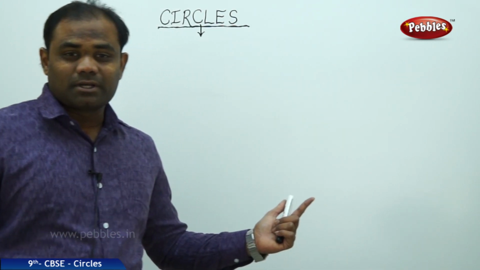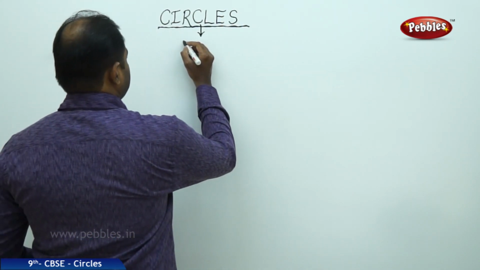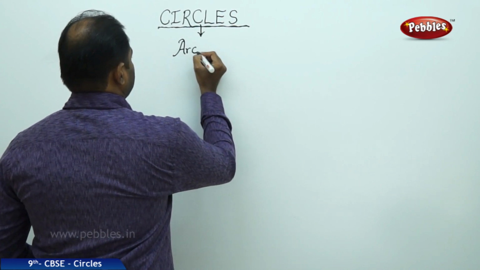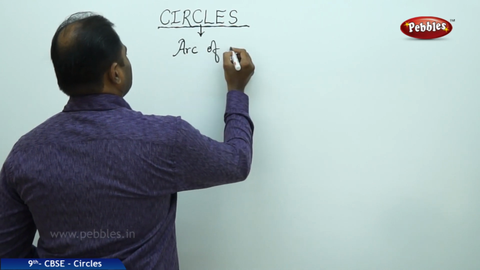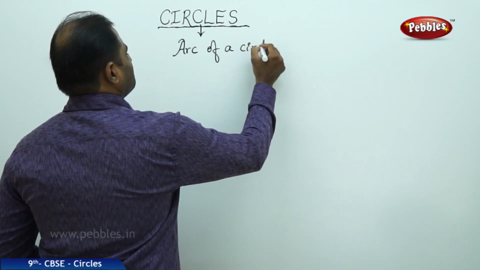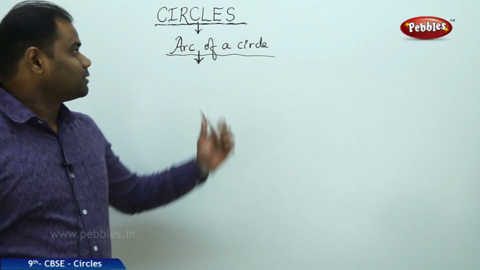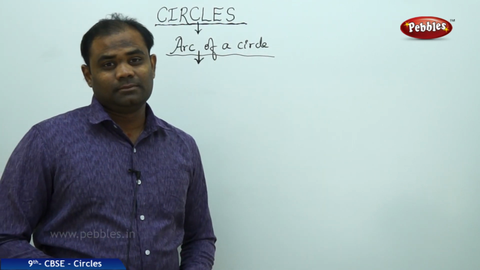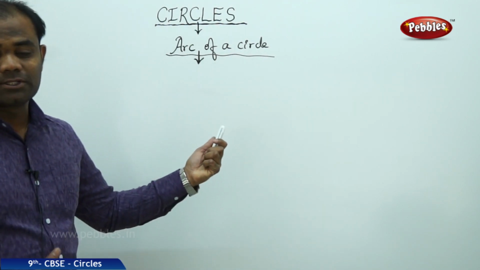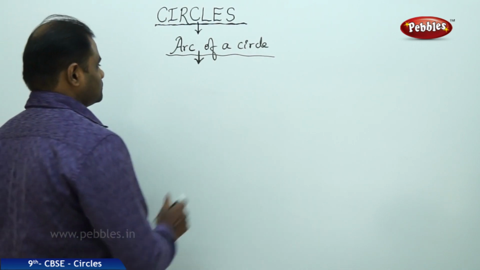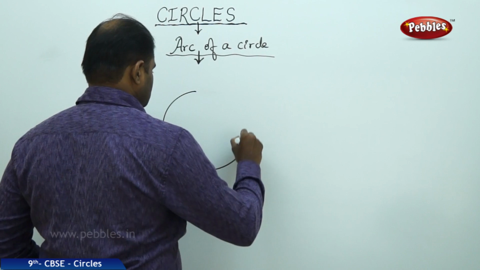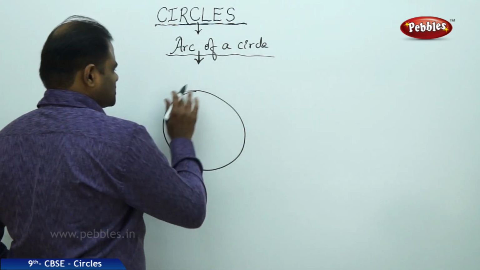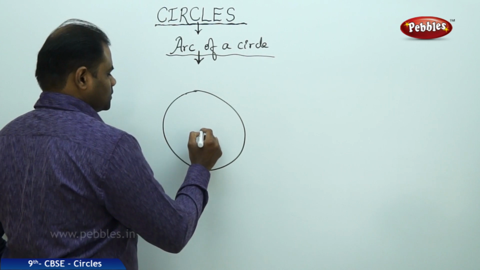now comes the concept of understanding the arc of the circle. Today's session is about the arc of a circle. So let's see the definition of an arc of a circle. Let's consider a circle to understand its arc. So here is the circle with its center out here.